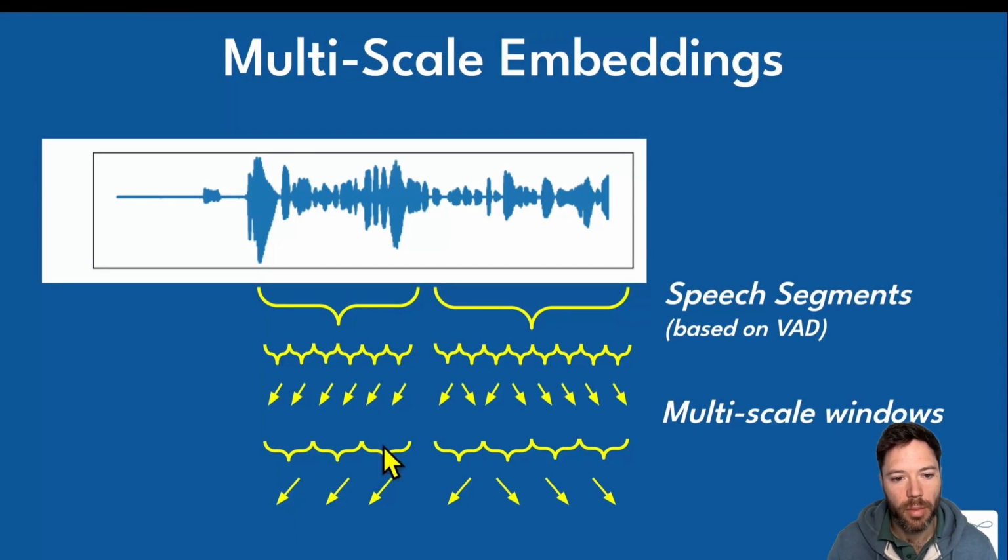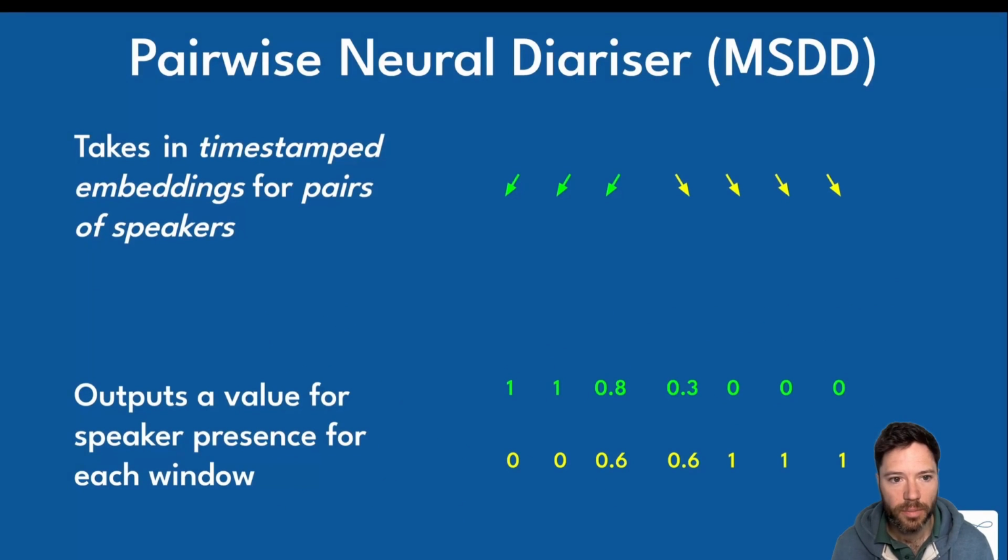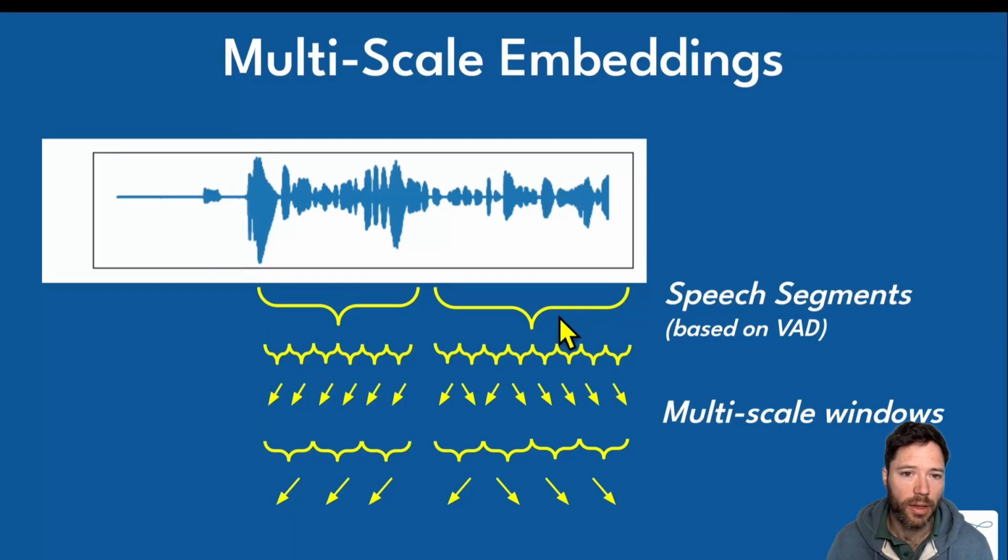And you calculate the embeddings at each of those scales, and you actually run the diarizer at each of those scales. So you will run it at this 0.5-second scale. Like this here, you'll take in the 0.5-second scale embeddings, you calculate the probabilities, and you'll do the same for each scale.